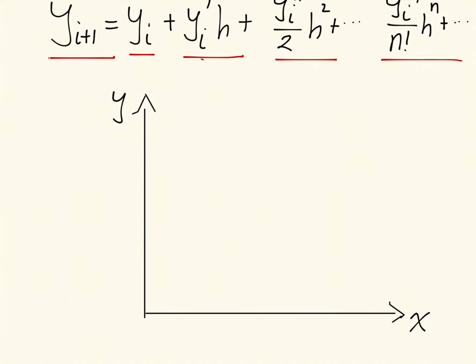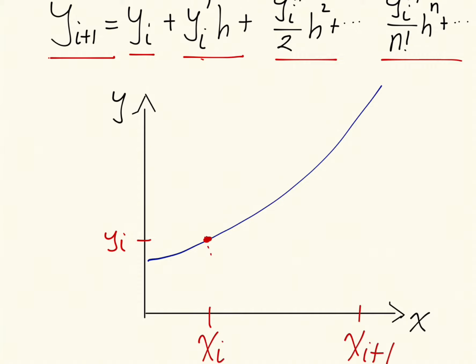So let's look at how that might work in practice. Here I have some axes, and on the axes I'm going to draw some function. This can be any function we want. Let's say our function looks like this. And then also on the axes I'm going to draw xi and xi plus 1. At those locations I know yi, and I also know yi plus 1, which exists out here.